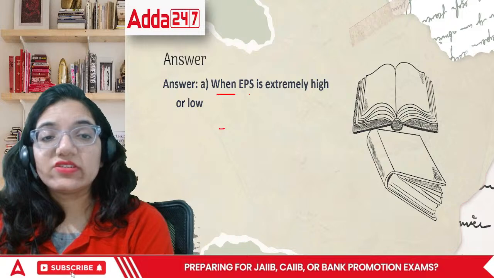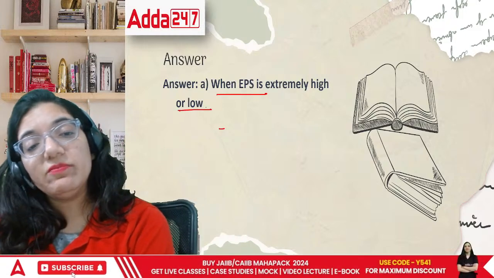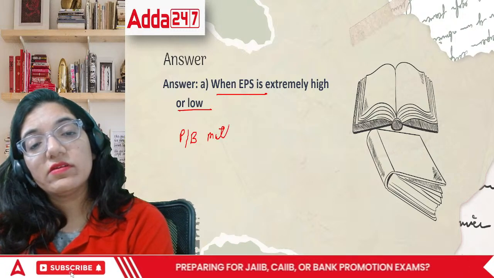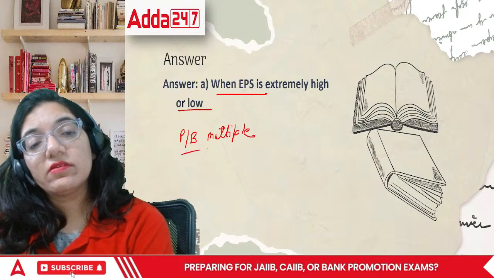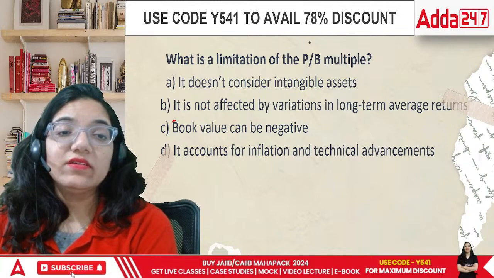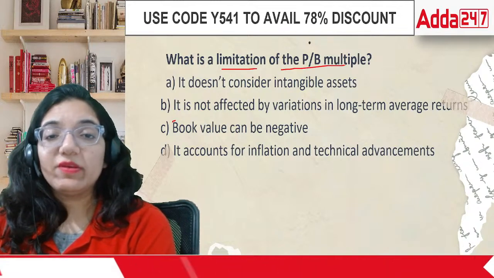When the EPS is extremely high or extremely low, then at that point of time, the PB multiple is always better. PB multiple is better. What is the limitation of PB multiple?